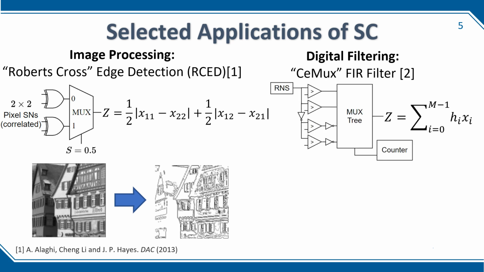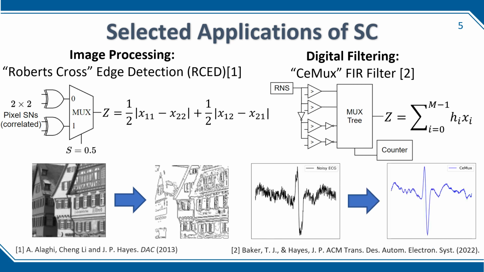The second application is a finite impulse response filter, or FIR filter, implemented using a mux tree architecture known as CMUX. In our work, we applied the FIR filter to an electrocardiogram signal denoising task. Both of these applications require their inputs to be correlated in order to achieve the best accuracy.